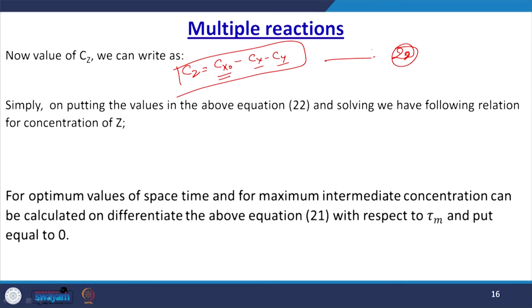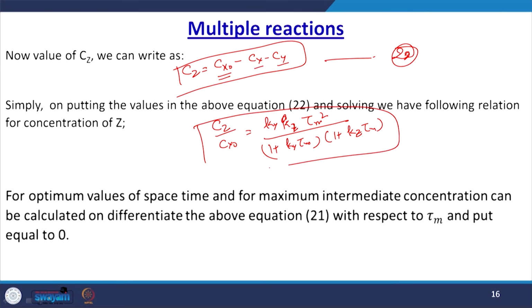Now if we put the value of the values in equation 22 and solve, we can have the following relation: Cz upon Cx naught is equal to Ky Kz tau m square upon 1 plus Ky tau m into 1 plus Kz tau m. Now you can term this as equation number 23.